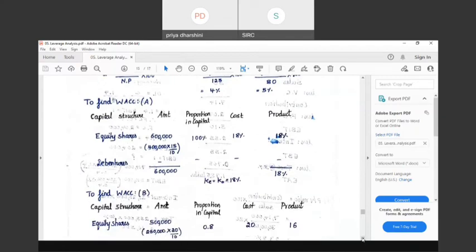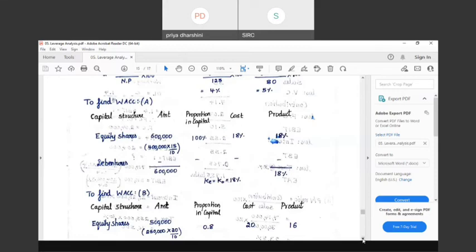To find the weighted average cost of capital for company A, I am doing it on market value basis, equity shares and debentures. For company A, there are no debentures. The market value of equity shares: 4 lakh is the equity share capital, divided by 10 rupees per share gives the number of shares, into 15 rupees, which is the market price. So you get a market value of 6 lakhs. 100% is in equity in case of company A. There is no debt. Into the cost of equity will give you the overall cost of capital.